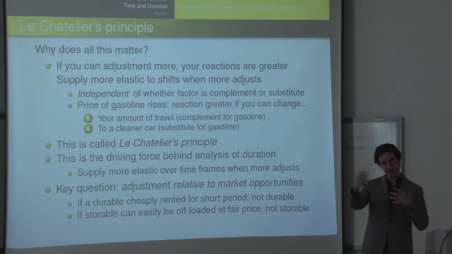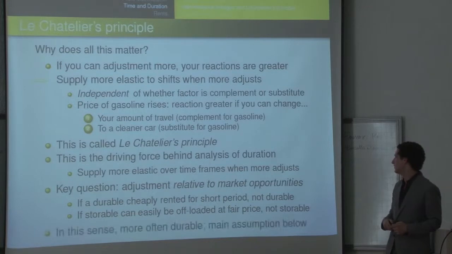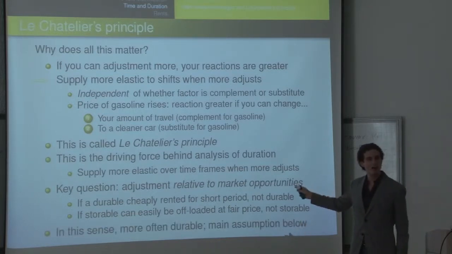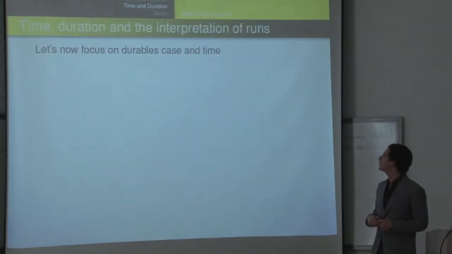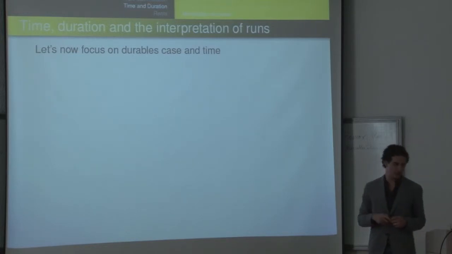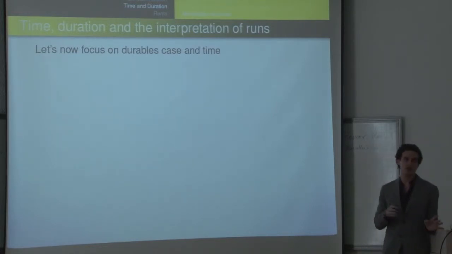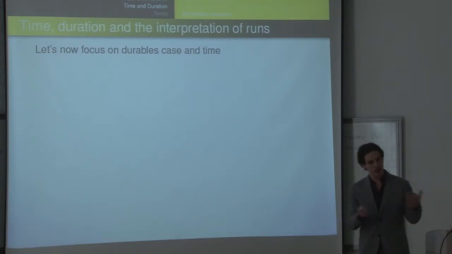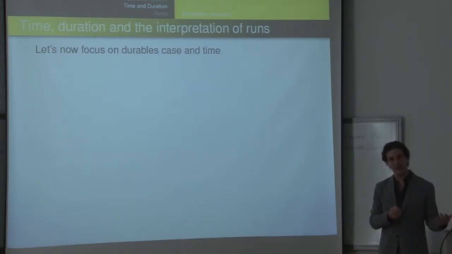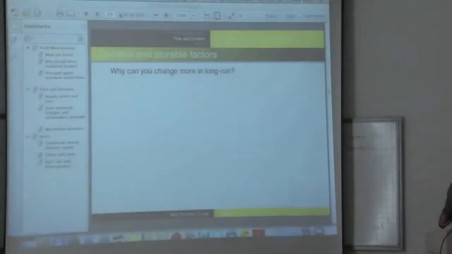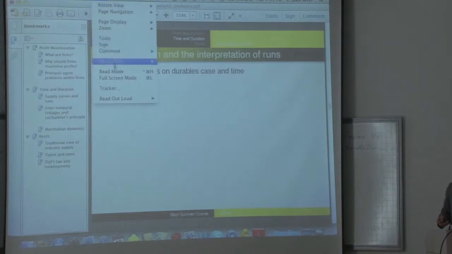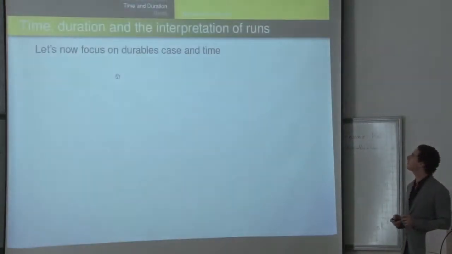Because you can eat it now and then sell it back or buy more later if you need it, right? So the key thing is how many things are storable or durable relative to the markets that exist for those products. Okay, so let's focus now on the case of durables, which is the traditional case that people consider in economics. But be aware that there's this opposite case of storables that's also really important.